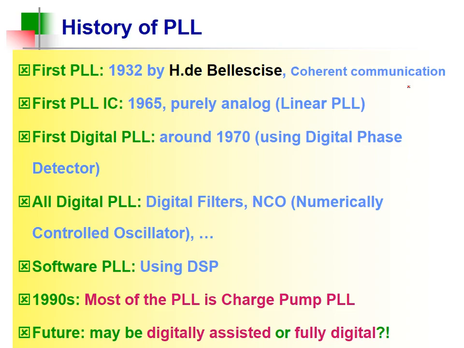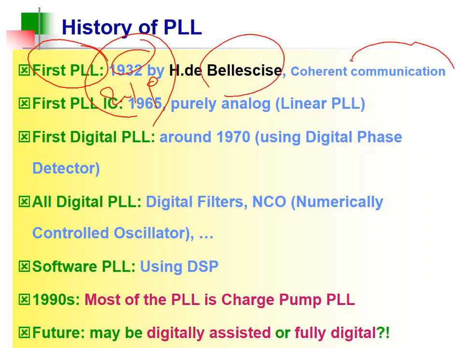Anyway, before my formal explanation of the operation principle of phase lock loops, allow me to show you some kind of history to honor the creators. Okay? First of all, this is the idea, not implementation, only the idea, presented in 1932. Whoa, right now we are here, right? Almost one century ago, almost, not exactly. Wow, by this guy in coherent communication. Here is really important for communication systems. Yeah, but this is only the idea. What is the real implementation?